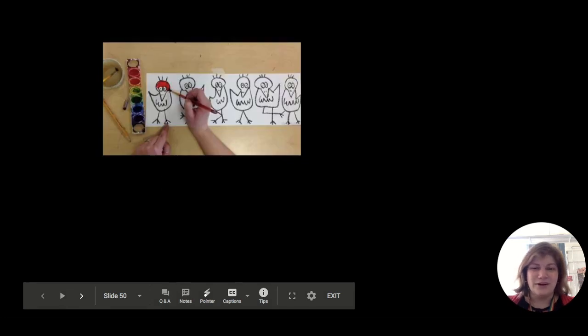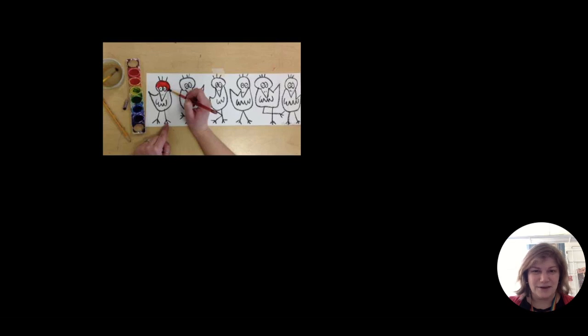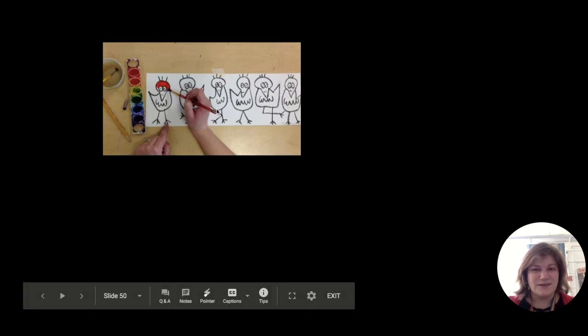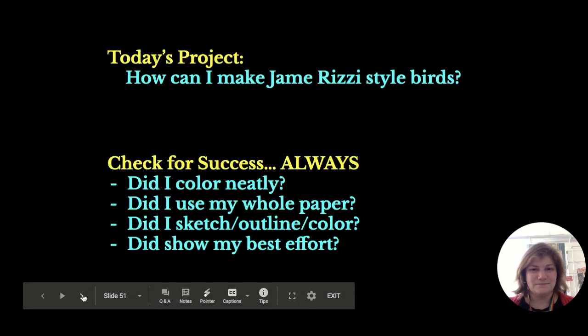Here's an example of how one artist made some James Rizzi inspired birds. They drew several birds in different poses, but similar sizes on one piece of paper. So today we are going to push ourselves to make James Rizzi style birds. So how can you make James Rizzi birds? Don't worry, I'm going to show you in a video also.